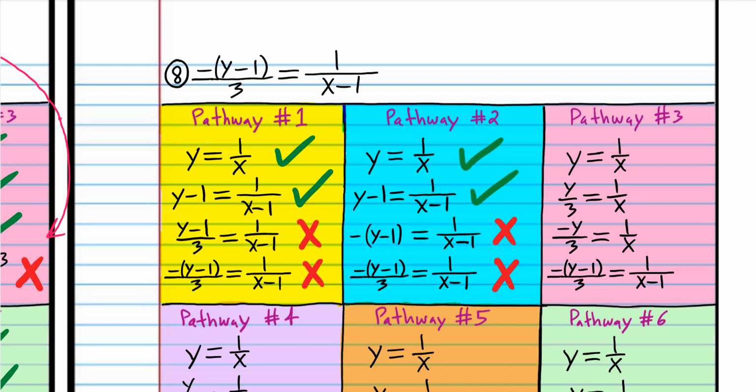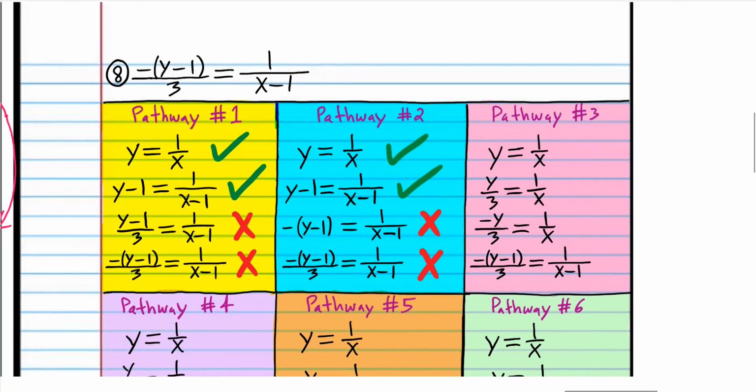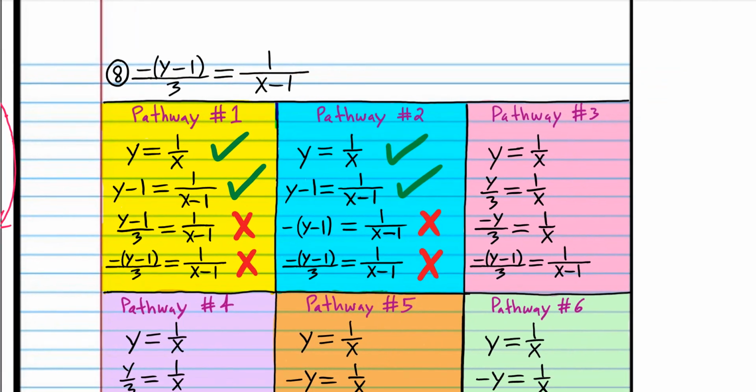If we change the form of these expressions here and here, then we could use the transformation properties. But we don't want to change the form of the expressions. We want to make it as simple as possible. So let's try pathway number 3.